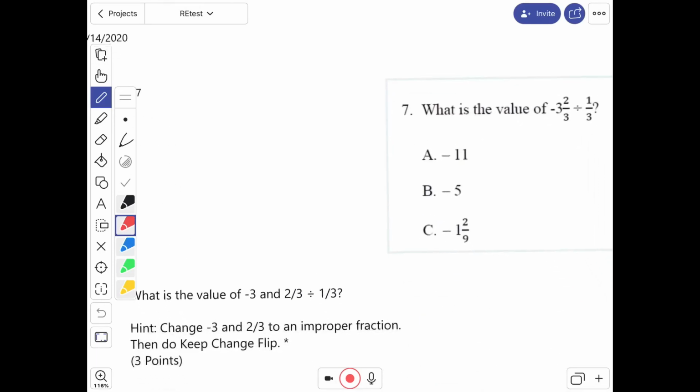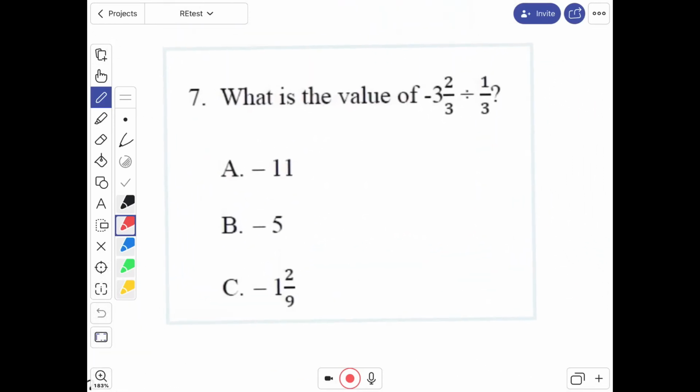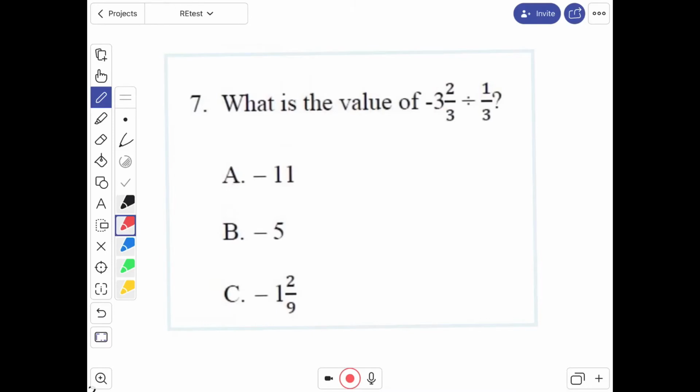Number 7. What is the value of negative 3 2/3 divided by 1/3? And again, that's a mixed number that we need to change to an improper fraction. So 3 times 3 is 9, plus 2 makes 11 over 3, divided by 1/3.